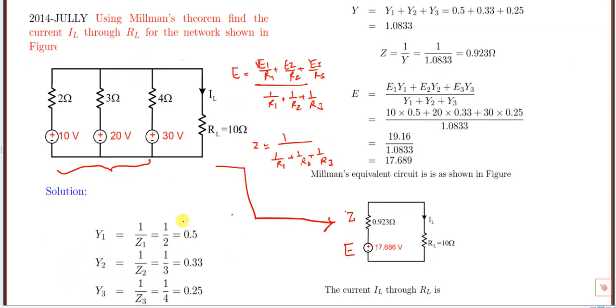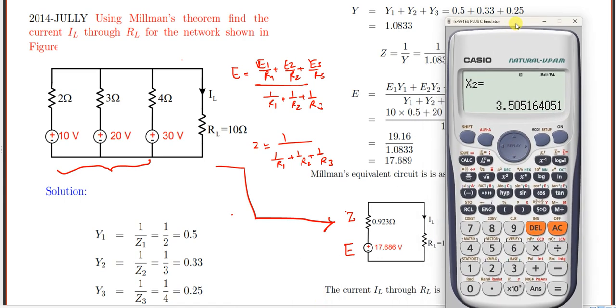So let us solve this one by one. Since it is a resistance network, 1 by R1 is 1 by 2, 0.5, 1 by R2 is 0.33, 1 by R3 is 1 by 4, 0.25. And now we can calculate this. So you can take a calculator, I will show you how to do this.